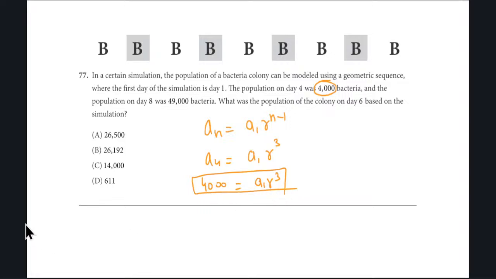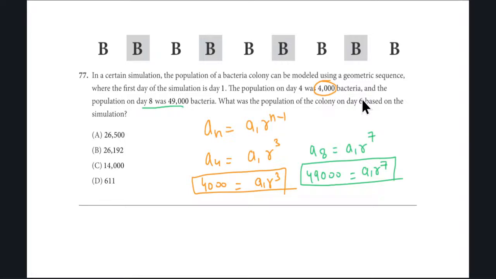That's the first situation. And likewise, a8 is also given to us. a8 is a1 times r to the 8 minus 1, that is 7, and a8 is 49,000. So 49,000 is equal to a1 r to the 7. Because I need the population on day 6, I basically need the value of a1 and r both. So what I'm going to do is divide both of them. I think that would make sense.